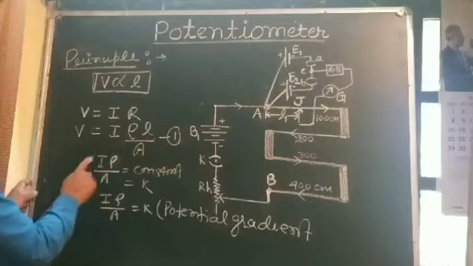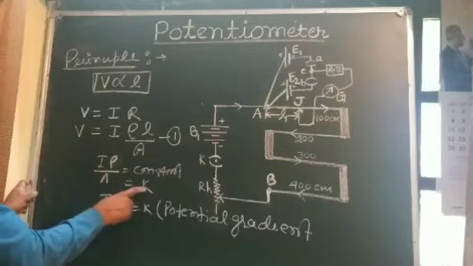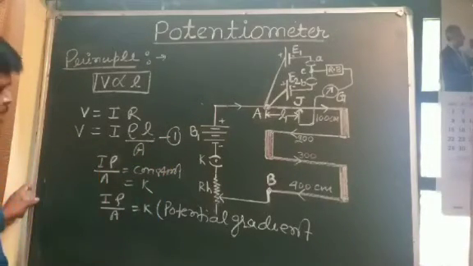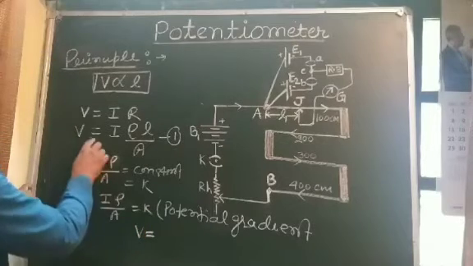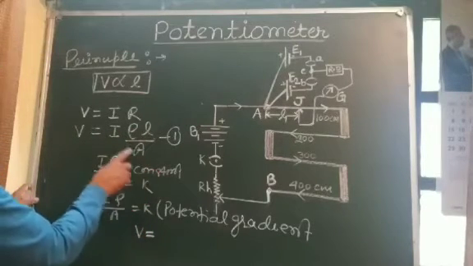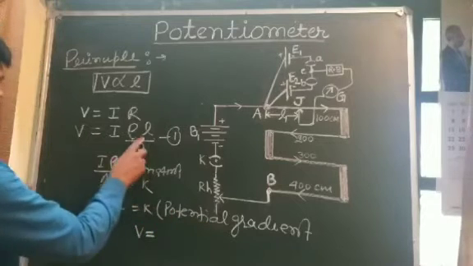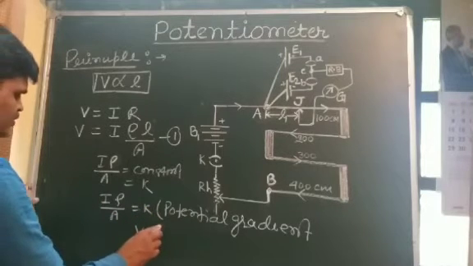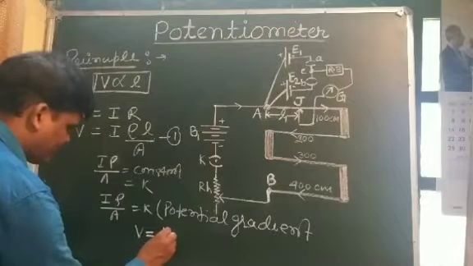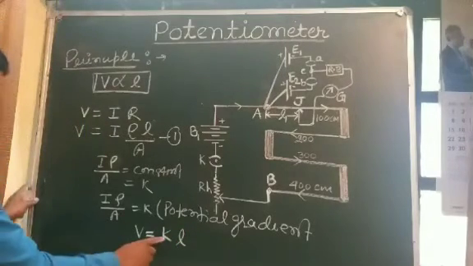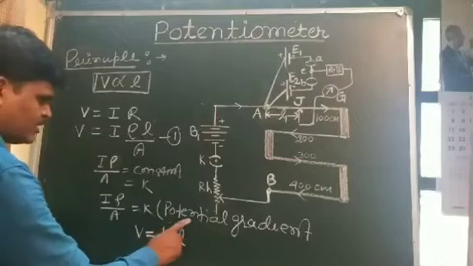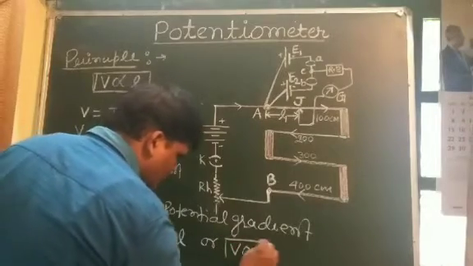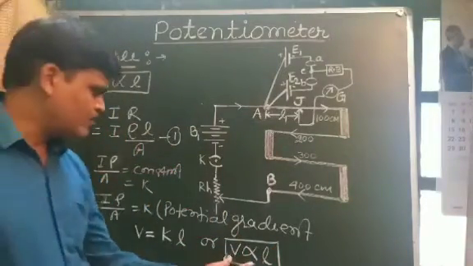So putting the value of I rho by A equal to K in this equation, V comes out to be V equals K L, where this constant K is known as the potential gradient. Or we can say that V is directly proportional to L, and this is the principle of the potentiometer.